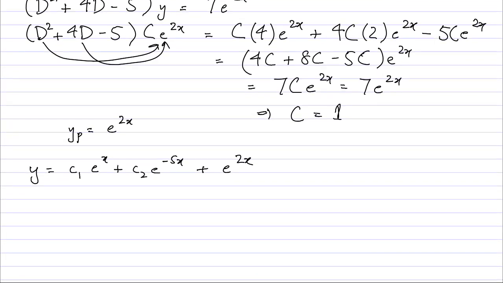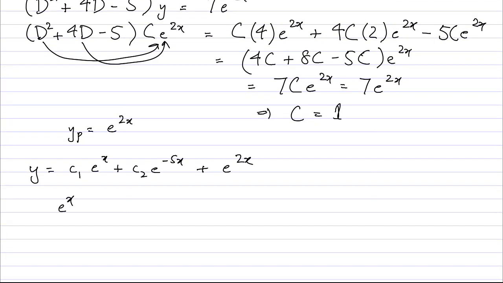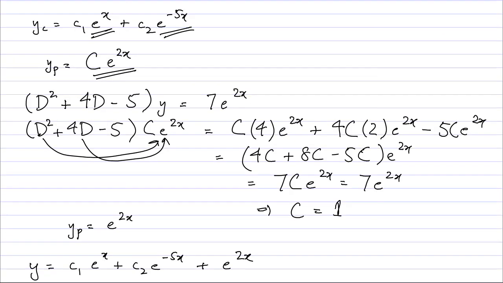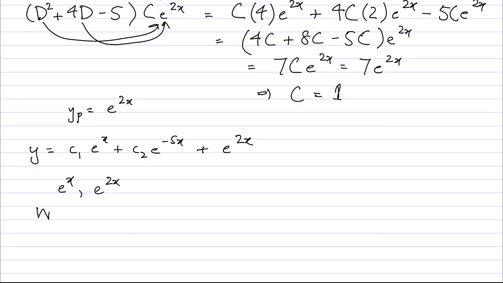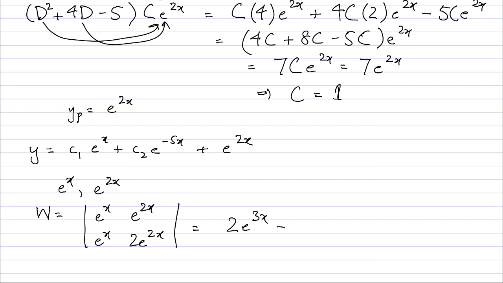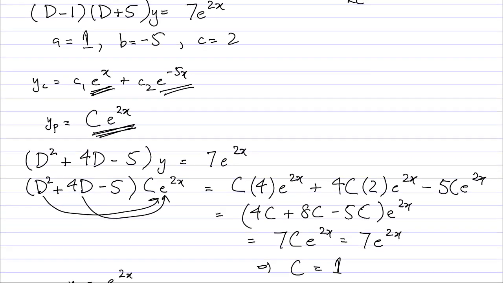Okay, so you have two functions, e raised to power x and e raised to power 2x. Let's calculate the Wronskian of these two functions. You'll get e raised to power x, e raised to power 2x, then the derivatives of these functions, e raised to power x and 2 e raised to power 2x. This is going to give you 2 e raised to power 3x minus e raised to power 3x, which is e raised to power 3x. So this is non-zero, so they are linearly independent. Okay, so that's why our guess works.